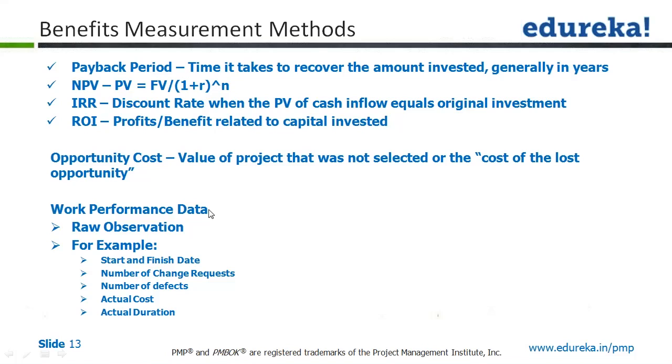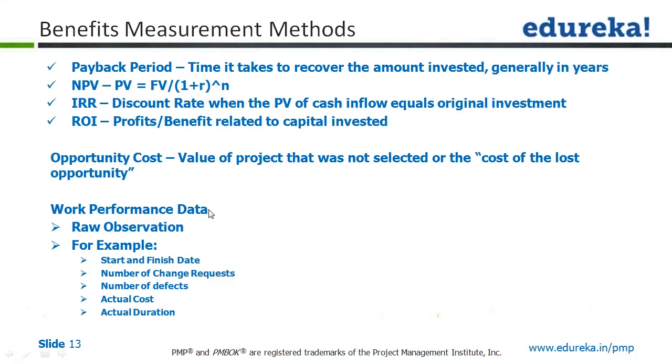Okay, we'll move on. And the terms which I'm going to share with you now are three terms: work performance data, work performance information, and work performance report. Going forward, these would be used pretty often, so you must know what those terms are. So what do you mean by work performance data? Very clearly, work performance data means a raw observation.